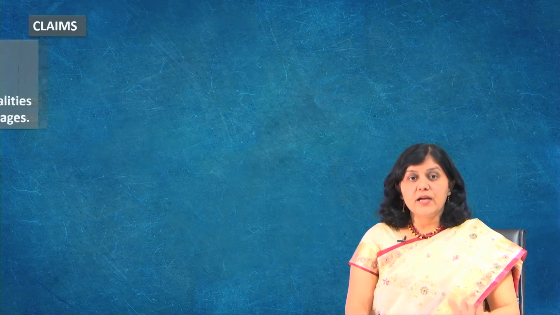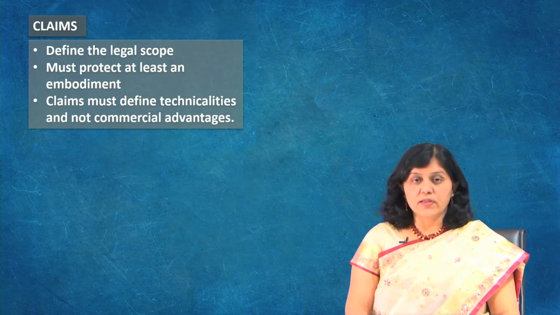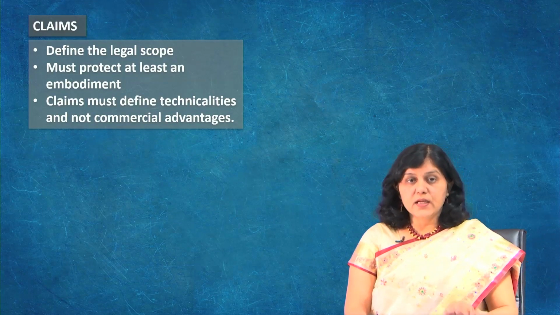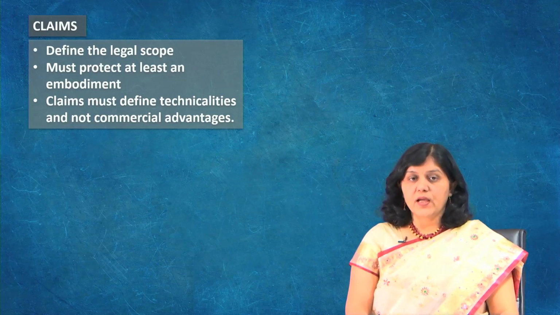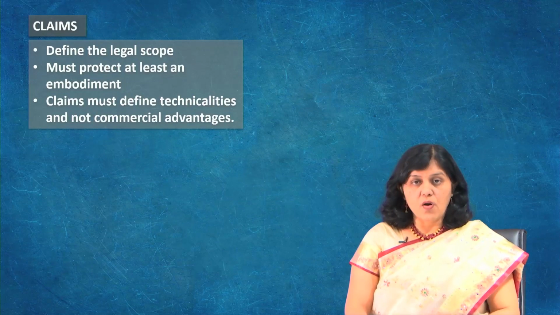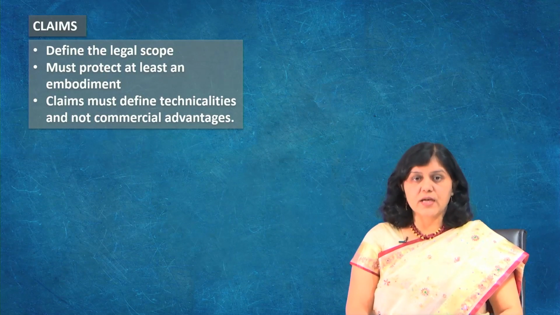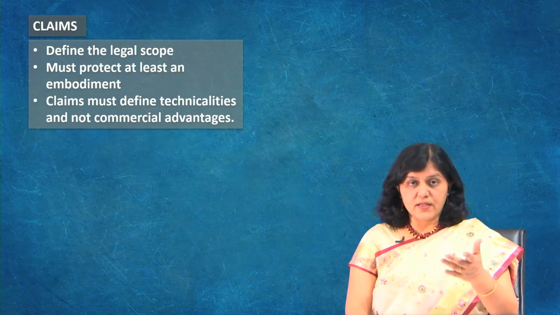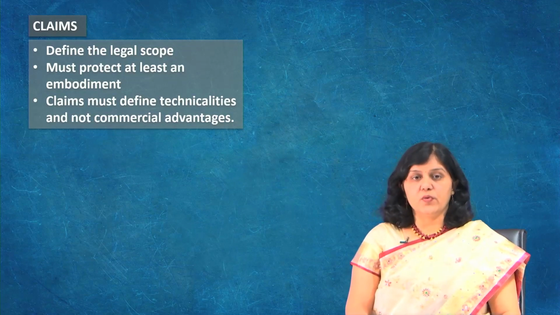Then the next part is the claims. It is the heart of the patent. It defines the legal scope of the patent document. It is expected that the description which is disclosed must be covered through the claims. The claim must cover all the embodiments of the invention for which the assignee seeks protection, and a monopoly in the market is given to the inventor or applicant based on this claim only.